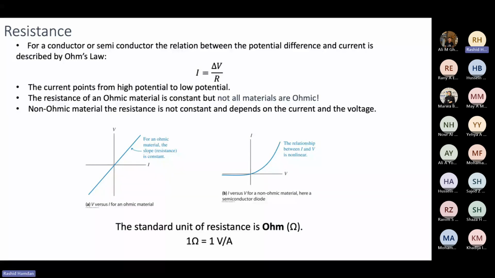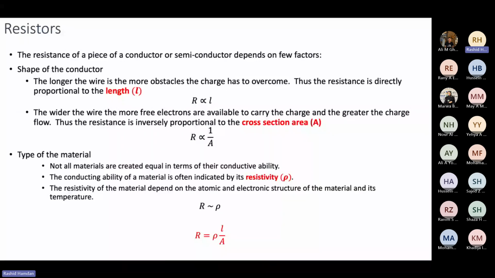Ohmic devices are basically all metals. They have a certain resistance. So let's see the resistance of these materials, the ohmic device materials. What does it depend on? Right. First of all, it would depend on the shape of this conductor or semiconductor.